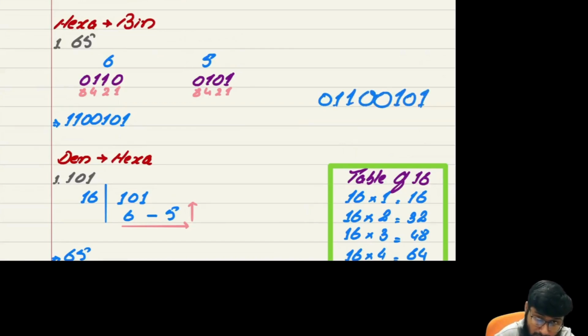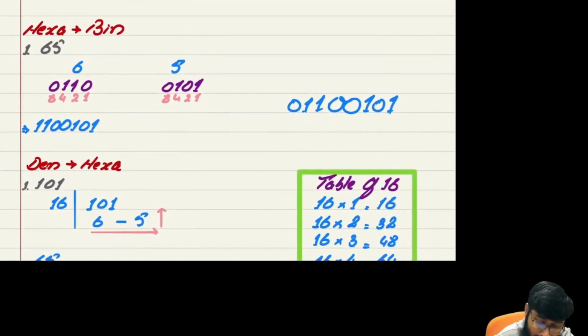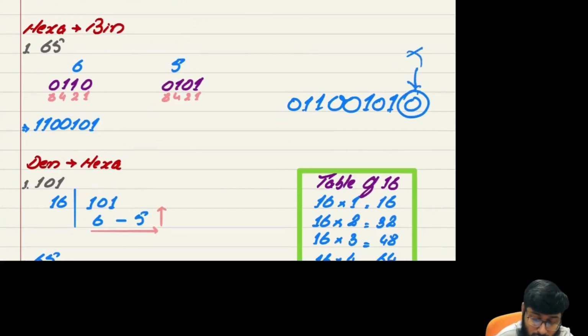01100101. Make sure of one thing, you cannot add a 0 over here at the end. You need to add the 0 at the starting, because what if you are going to add the 0 in the end?